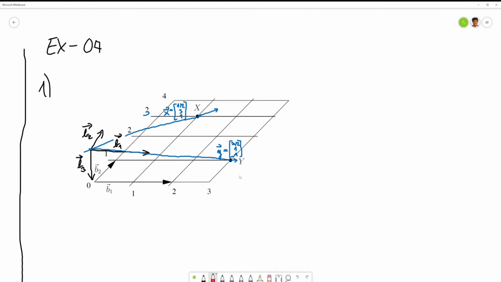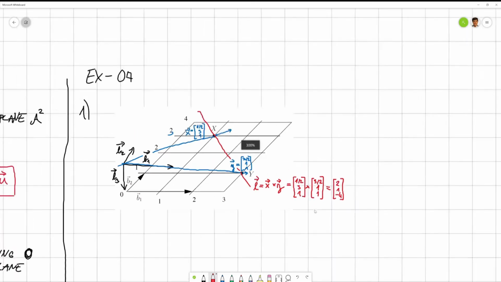The second subtask is to compute a line which intersects these 2 points. As we explained before, we can do it by cross product. So we will do the cross product of (1/2, 3, 1) with (3/2, 1, 1), which is (2, 1, -4). So our line can be represented by the vector (2, 1, -4) in homogeneous coordinates, up to scale.